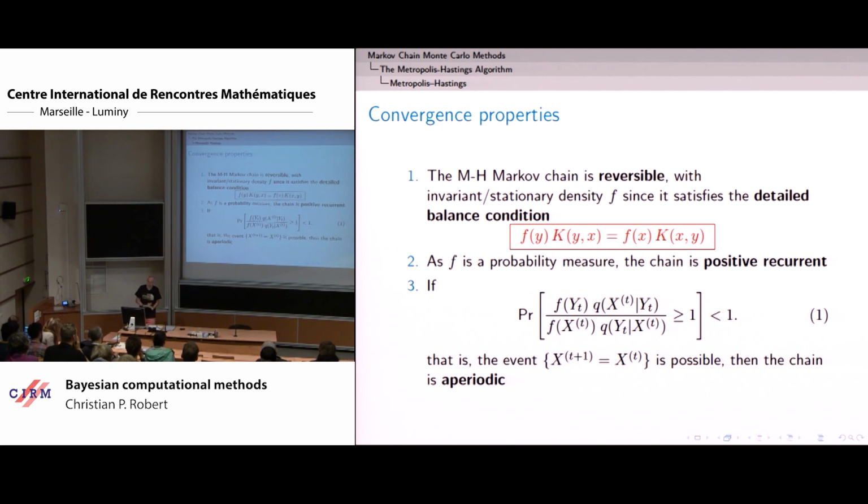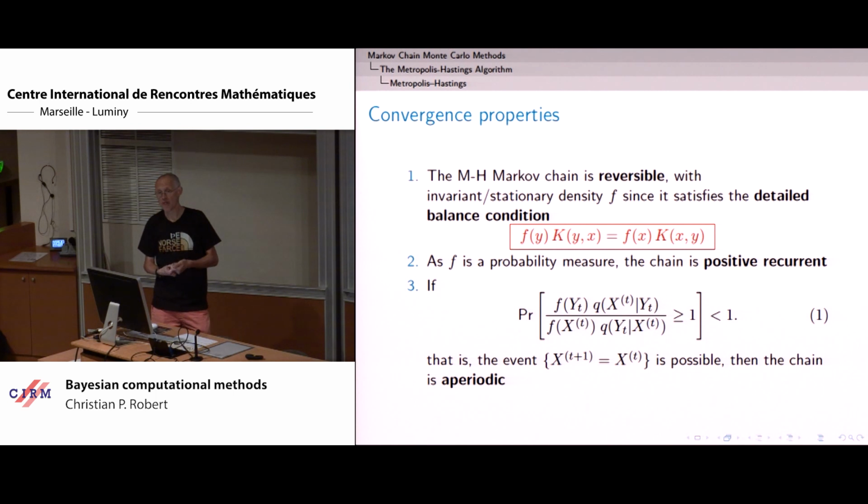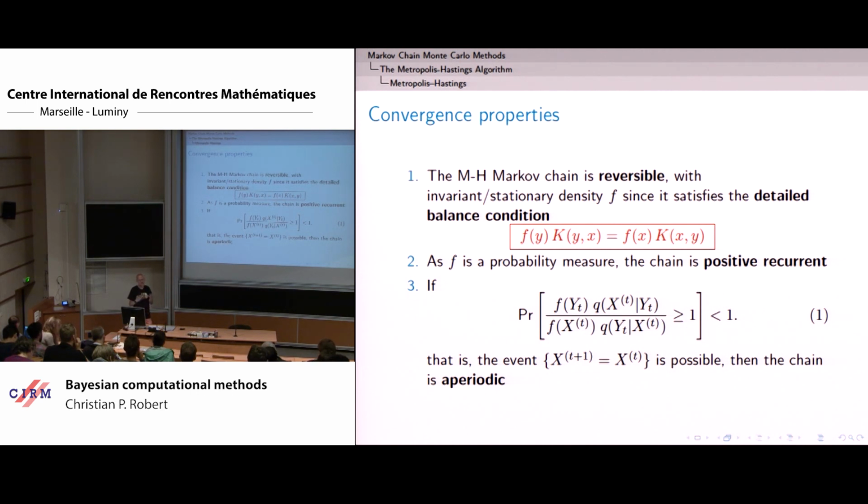And because F by design is a probability density, the chain that you produce this way, provided it is irreducible, is positive recurrent with stationary distribution F. Okay. And then in addition, if you have a positive probability of rejecting the current value, so if you are not moving all the time, then you can stay once at the same value, so that the chain can repeat once or several times. That implies that the chain becomes aperiodic, and therefore it will converge to the distribution with density F. Okay, so those are Markov chain basic properties that validate the method as a simulation method.